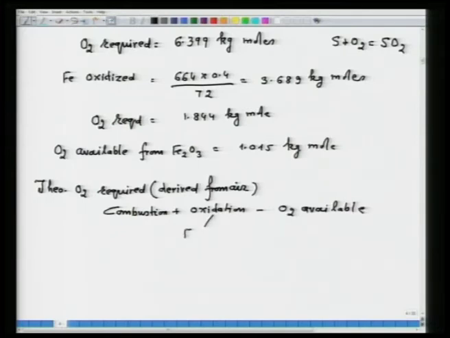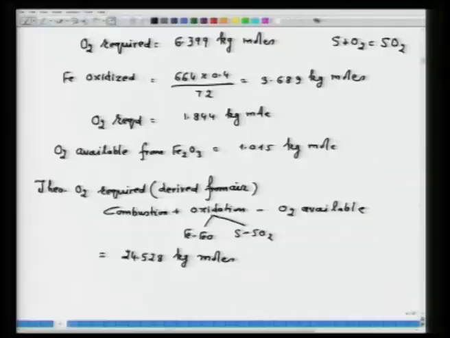Oxidation of Fe to FeO, as we have calculated earlier, and sulfur to SO2. If I do all that, then the theoretical oxygen required would be 24.528 kg moles. Once I know the theoretical oxygen required, there is no problem: with 10% excess, the actual oxygen will be 1.1 times this, and I can calculate the amount of air.